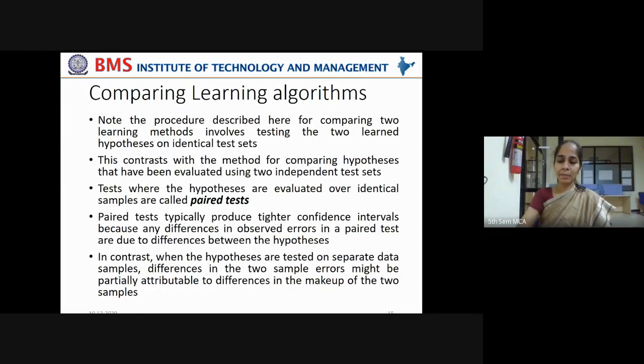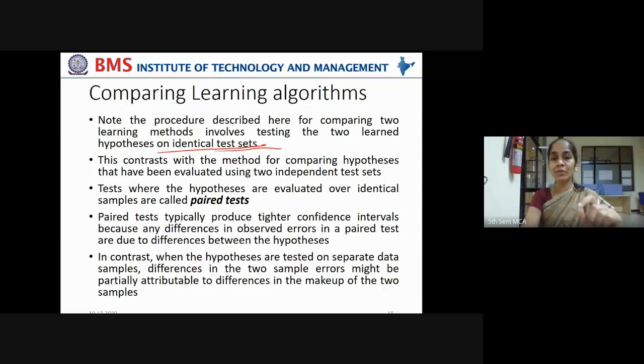Okay, let me continue. Yeah, only one more slide remaining. Let me complete. Note the procedure described here for comparing two learning methods involves testing the two learned hypotheses on identical test sets. Here we are taking identical test sets. In both cases, the test sets are the same. But we are testing two different hypotheses on the same test set.